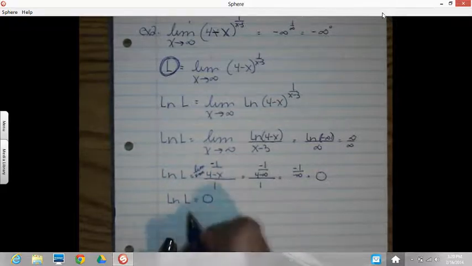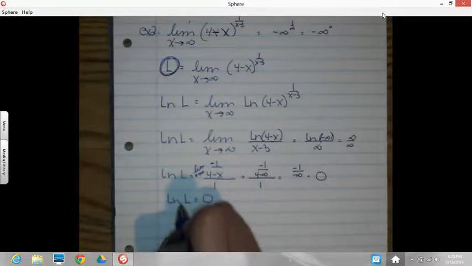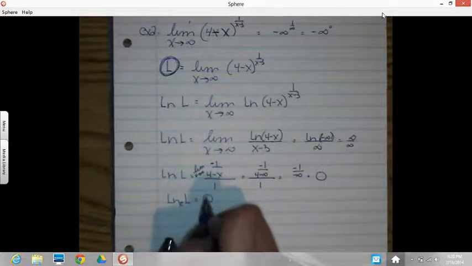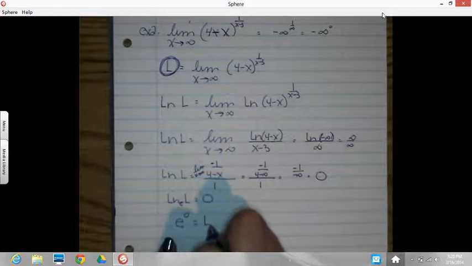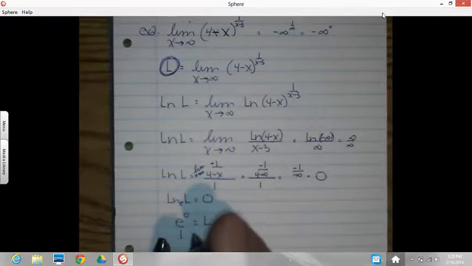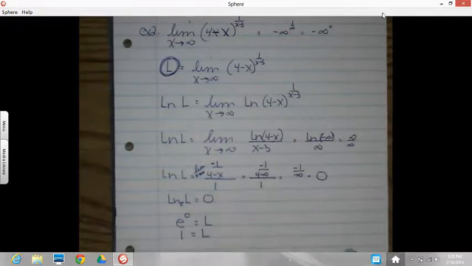Solving for L, just rewriting it in exponent form, that's e raised to the 0 power equals L. Anything to the 0 power is a 1. So the limit was 1.